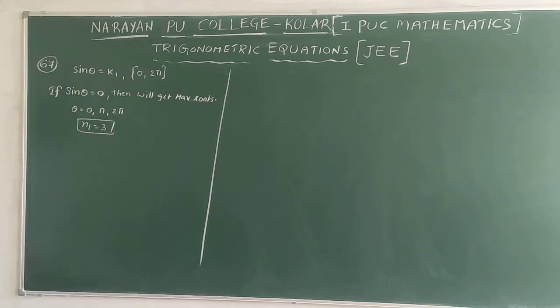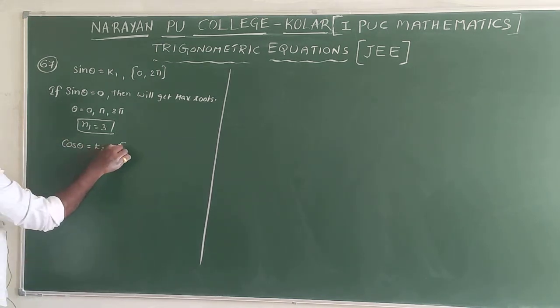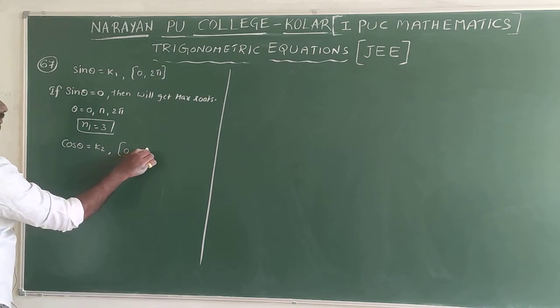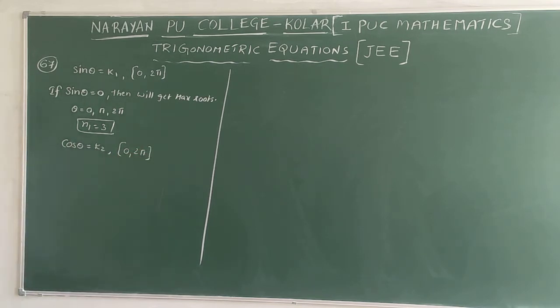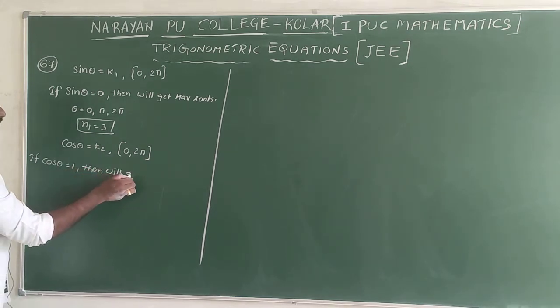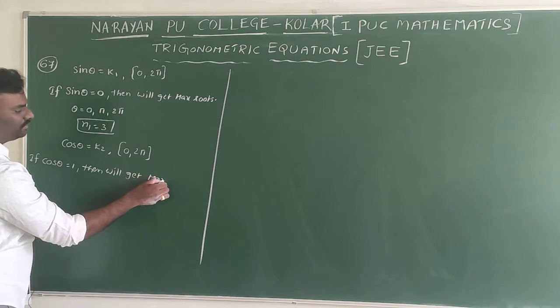Similarly, the second expression, cos theta is equal to k2. So here also 0 to 2 pi. Now I am taking cos theta equal to plus 1. You can take minus 1 also, you will get 2. Plus 1 gives 2 roots, minus 1 also gives 2 roots. So I am taking plus 1, then we will get the maximum roots.